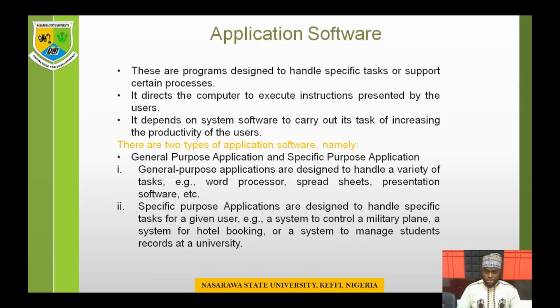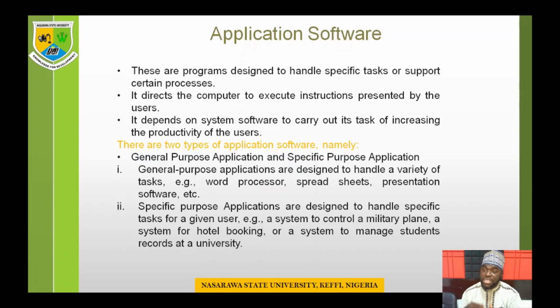So there are two types of application software: the general purpose application software and the specific purpose application software. The general purpose software is designed to handle a variety of tasks. That is the major difference between the general purpose and the specific. The general purpose is designed to handle many tasks. An example is the word processor.